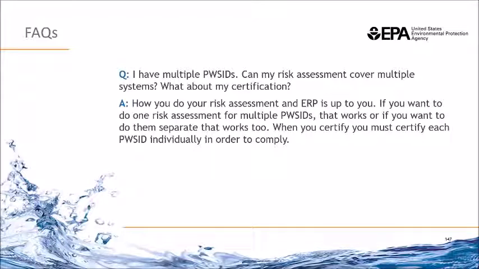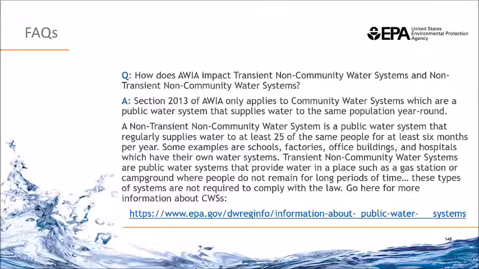And so we just went over this question about the multiple PWS ID numbers. I think that was clear, so I'm not going to go over that again. Sometimes we get asked about the impact AWIA has on transient non-community water systems or non-transient non-community water systems, and the short answer to this is that Section 2013 of AWIA only applies to community water systems, which are defined as a public water system that supplies water to the same population year-round. And again, those community water systems serving a population greater than 3,300.